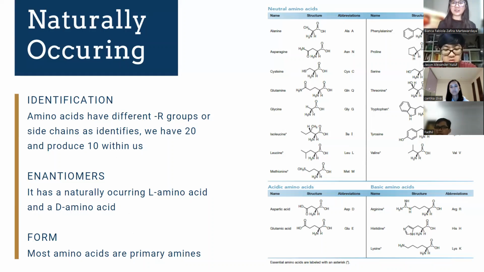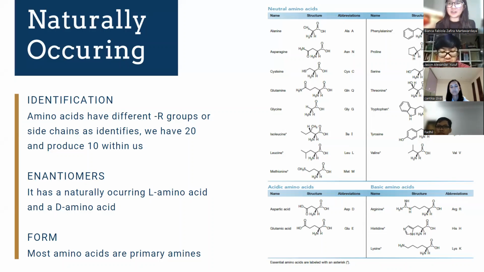Now, we also have amino acids that exist in a chiral center, so we have two enantiomers, which are called a D and an L amino acid. There's only the L amino acid that we naturally use and that naturally exists. So it's the only one that is naturally useful for us.